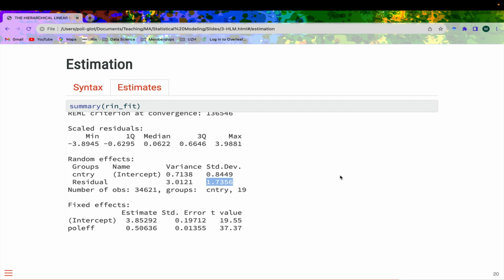But we've made an assumption here, and the assumption is that the effect of political efficacy is actually the same across all contexts, all countries. That in a sense, the trust that you have in your own democratic capabilities and the democratic capabilities of the political system in your country basically affect social trust in exactly the same way everywhere. Let's relax that assumption.